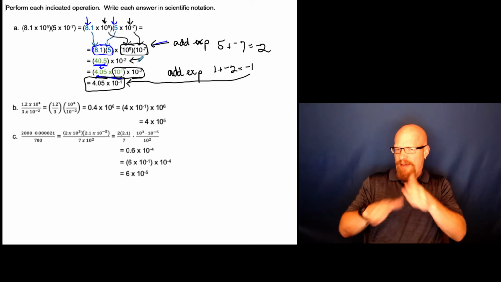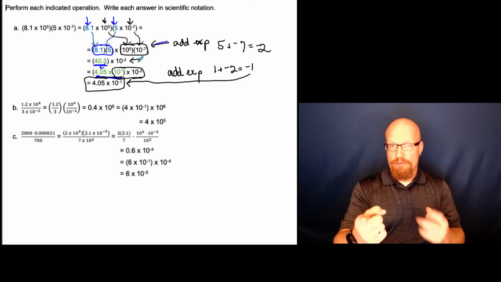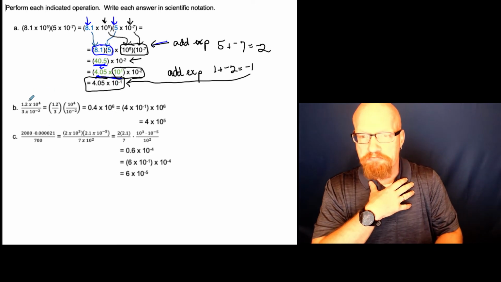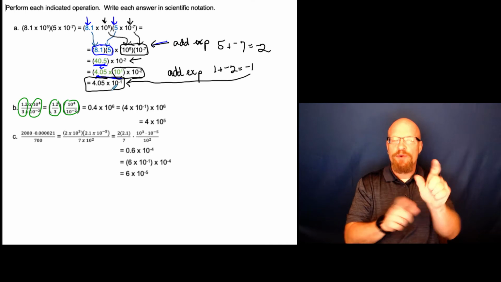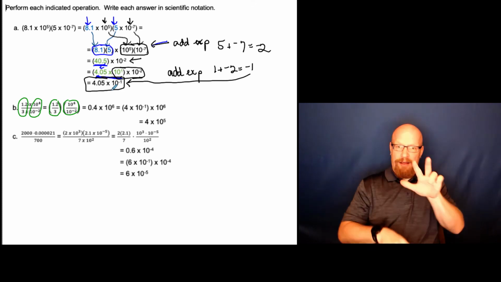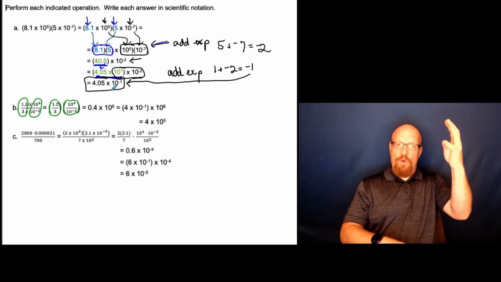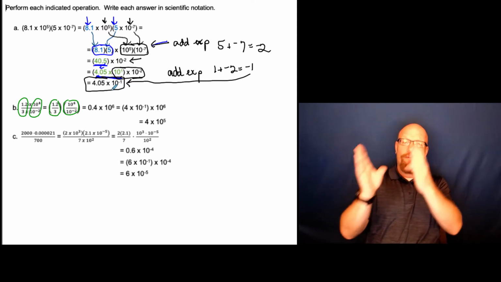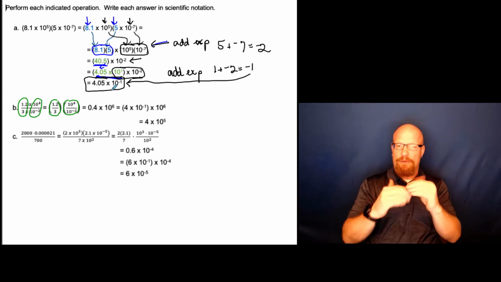Now, the next example, we're going to divide. So I've already divided it for you. We have 1.2 divided by 3 times 10 to the 4th divided by 10 to the negative 2. 1.2 divided by 3 equals 0.4.